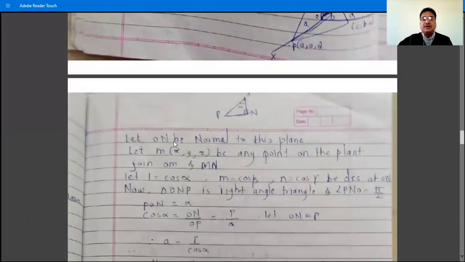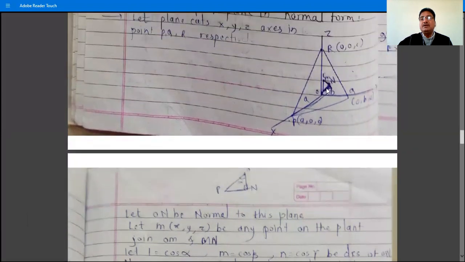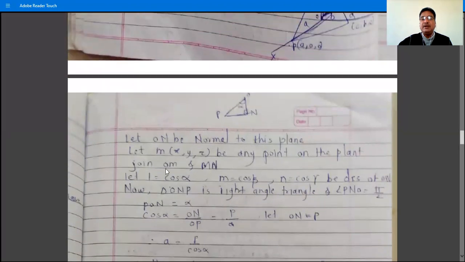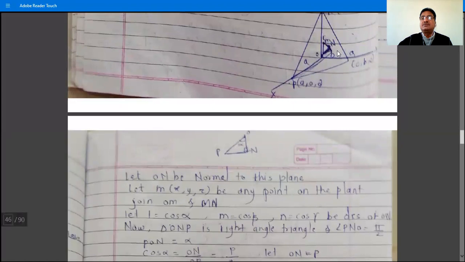Then write this: let ON be normal to this plane. O is the origin, and from the origin draw a normal to the plane, that is, perpendicular to the plane, and N is the foot of the perpendicular, obviously. So let M(x, y, z) be any point on the plane. Take M as any other point besides N on the plane, with coordinates x, y, z.